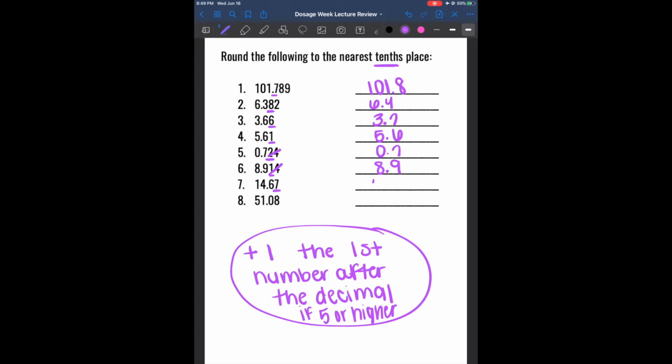Basing this next one off the 7. It's 5 or greater. So remember, we want to add 1 to this first number after our decimal, which is 14.7. And on this last one, we're looking at the 8. It's 5 or greater. So we want to add 1 to that first number after the decimal. So then you're left with 51.1.